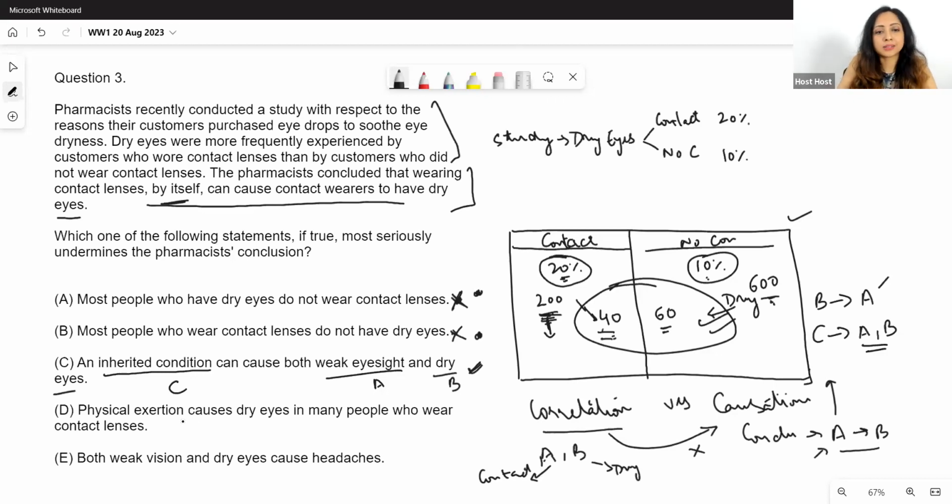Okay, let's look at option E. Both weak vision and dry eyes cause headaches. Of course, we know that this is irrelevant, right? We're talking about which one causes the other out of weak vision and dry eyes. The two of them causing another effect is absolutely irrelevant to us. So again, this is not our answer. So our answer is option C. Keep in mind correlation versus causation.